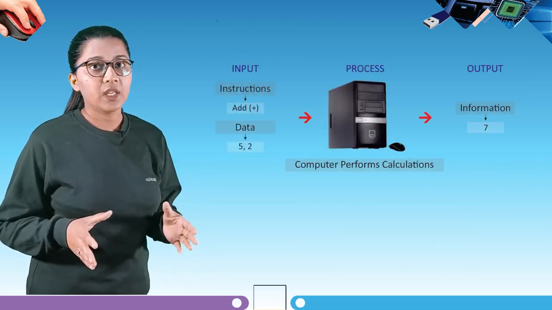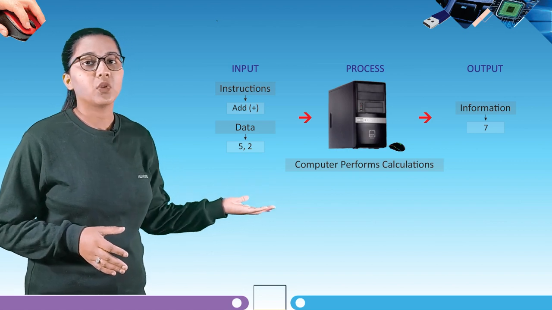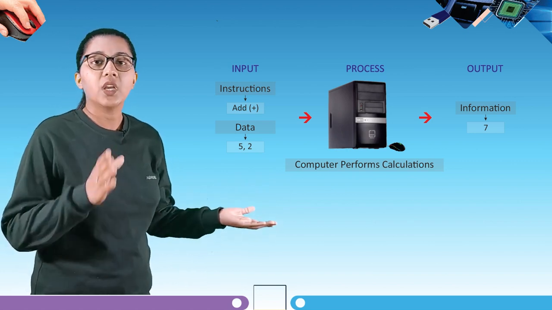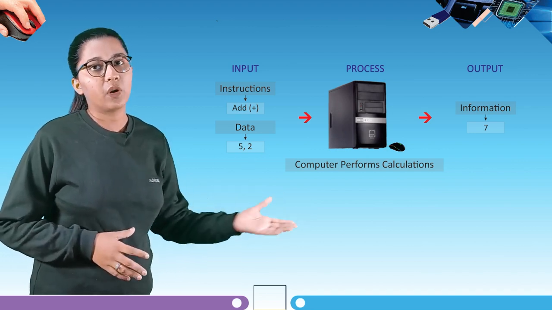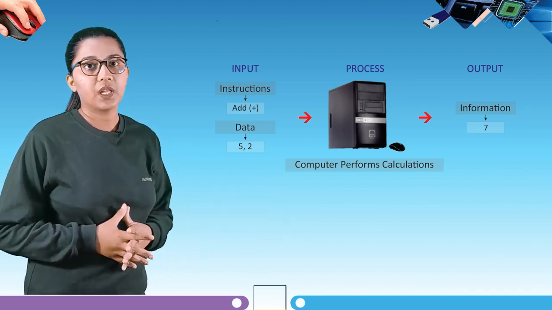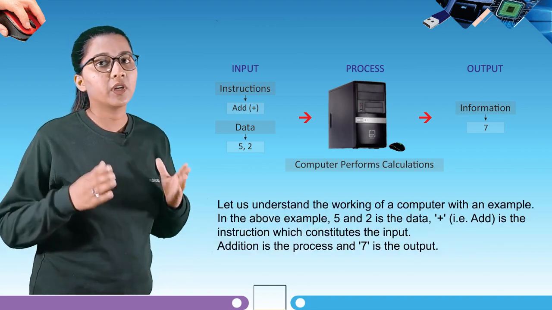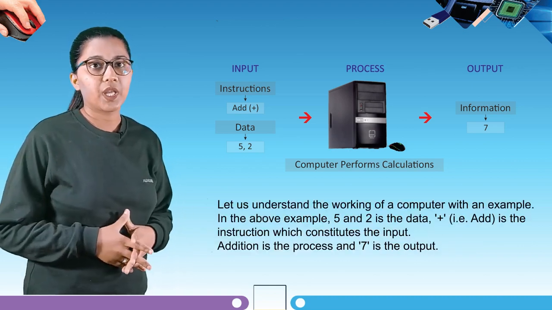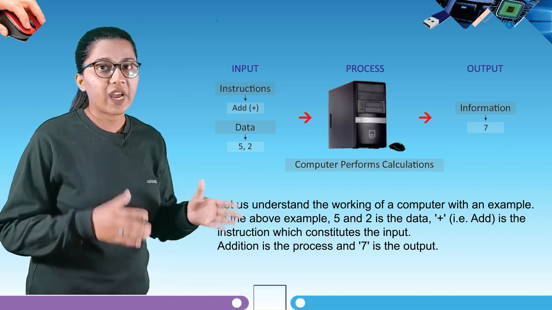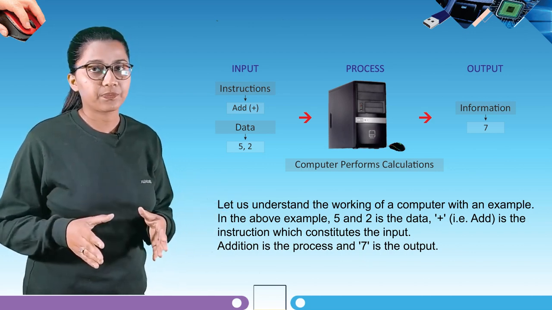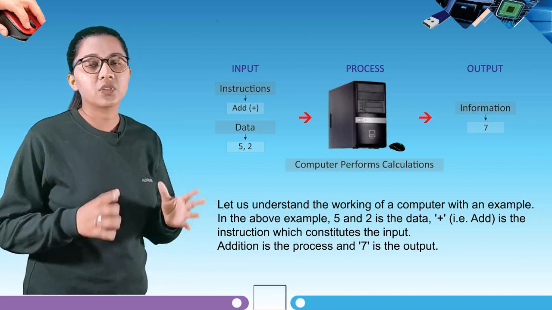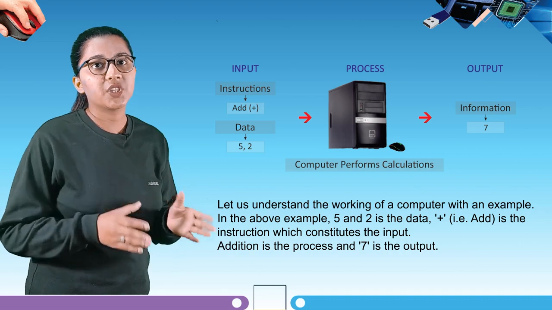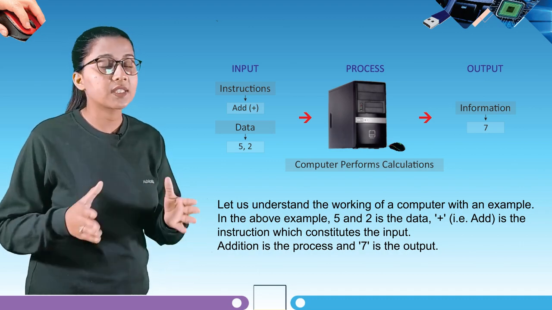So students, to understand the IPO cycle, here is a picture given to you. You have to go through it so that you can learn about the IPO cycle clearly. This is a computer performs calculation. Let us understand the working of a computer with an example. In the above example, 5 and 2 is the data, plus that is add is the instruction which constitutes the input, addition is the process, and 7 is the output.